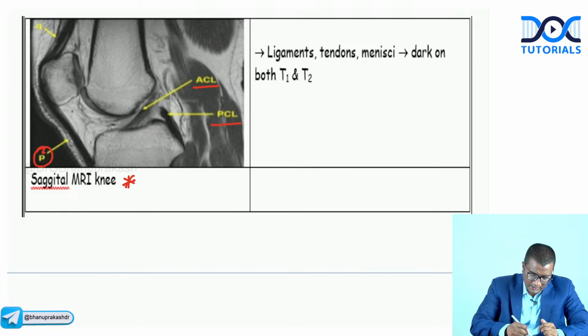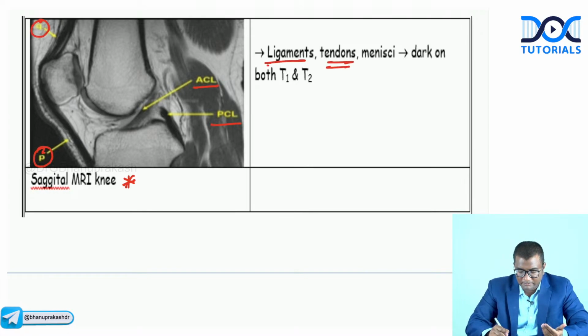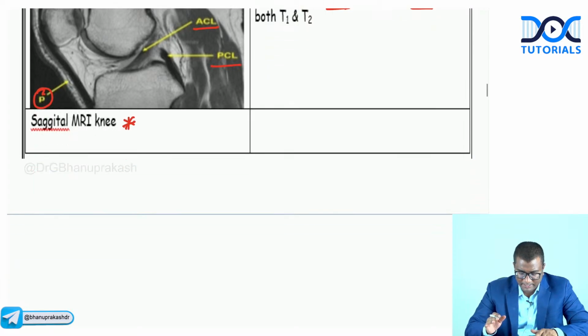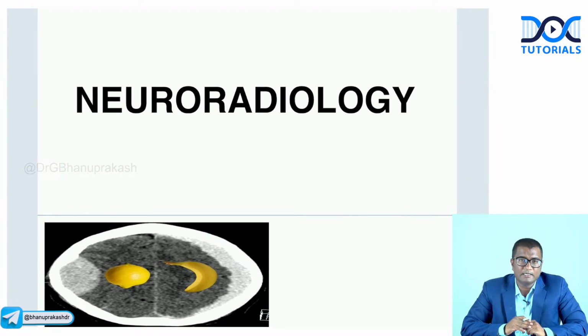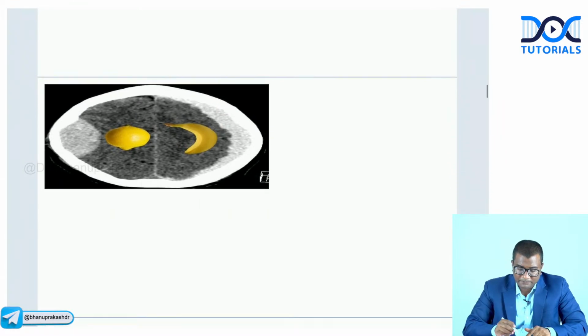The ligamentum patella, the quadriceps tendon, all tendons, the supraspinatus tendon, the ligaments, the menisci, they normally are dark areas, both on T1 and T2. If you see white area, that means there is edema, there is injury to that area. So if you see something white here tomorrow in the image, that indicates there is tear of the ACL. So normally they are dark areas. Okay, this is how we have the sagittal MRI of the knee. So we have finished two important chapters, CT scan and MRI. Now let's come to some important neuroimaging.